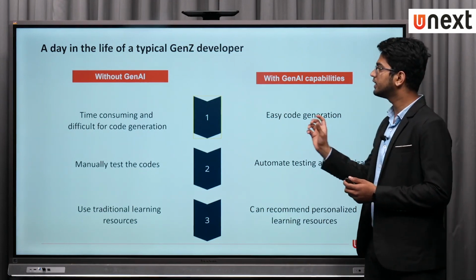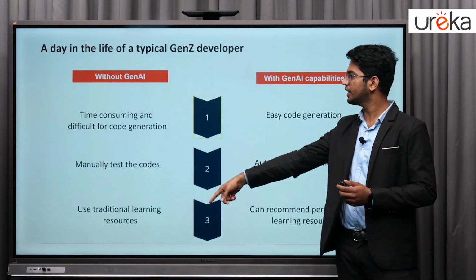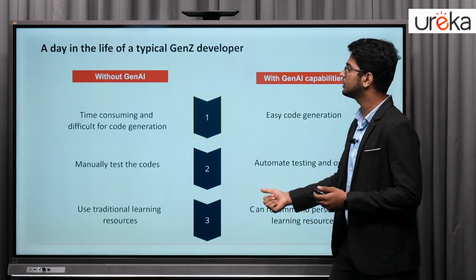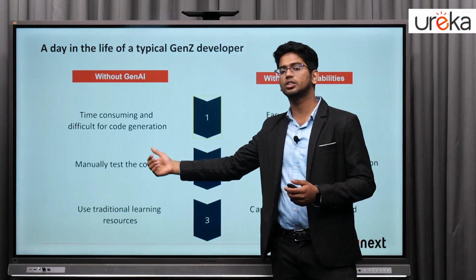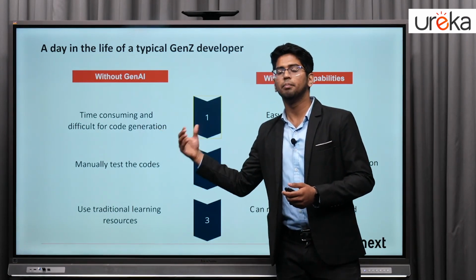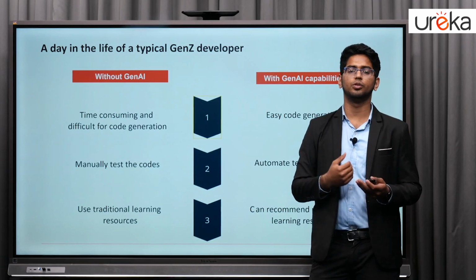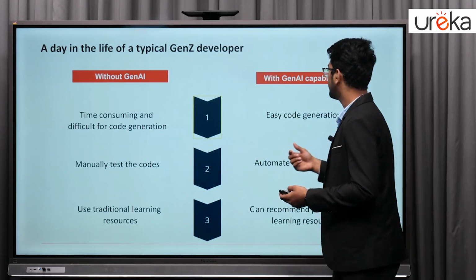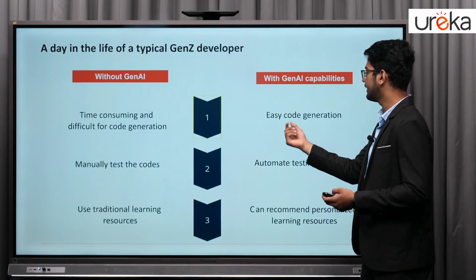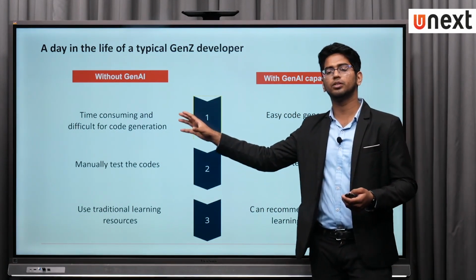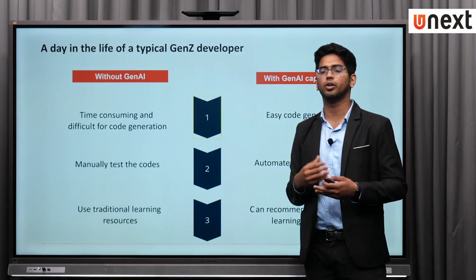Moving on, let us now understand a day in the life of a typical Gen Z developer. How a Gen Z developer's life would look without Gen AI and how it could be with the Gen AI capabilities. So the first thing that you can see here is without Gen AI, the task would be time consuming and difficult. For example, the code generation. Maybe if there are 1000 lines of code which is supposed to be written, it would be a very tedious task. Suppose we take it with the Gen AI capabilities, right? It could be very easy code generation so that the Gen Z developer could be focusing on more important tasks.